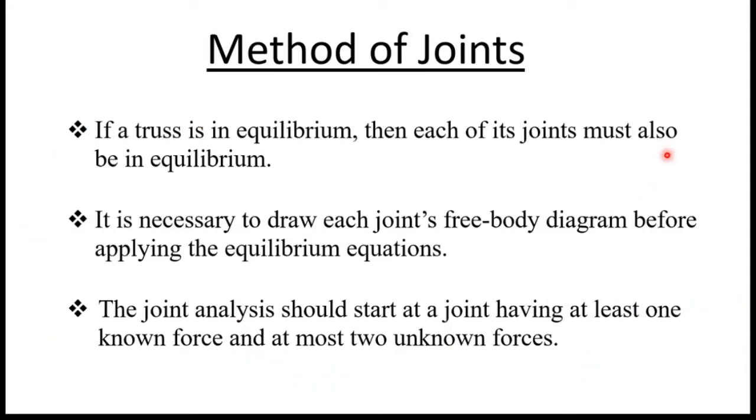At first we have to look at three major theories. So first one is if a truss is in equilibrium, then each of its joints must also be in equilibrium. Second one is it is necessary to draw each joint's free body diagram before applying the equilibrium equations. Third one is the joint analysis should start at a joint having at least one known force and at most two unknown forces.